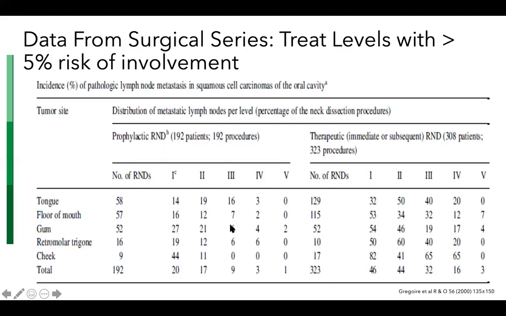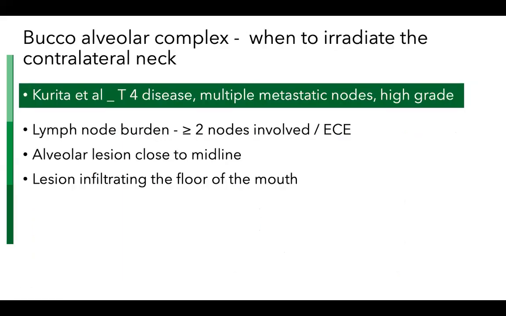So you see gum, retromolar trigone, cheek, there is very little involvement of level 4. As you know from Gregoire et al., it has been postulated that only if the involvement is more than 5% does that level need to be treated. However, when we come to patients who have clinically more involvement, then there is a significant involvement of level 4 also. So that is something that we need to be aware of.